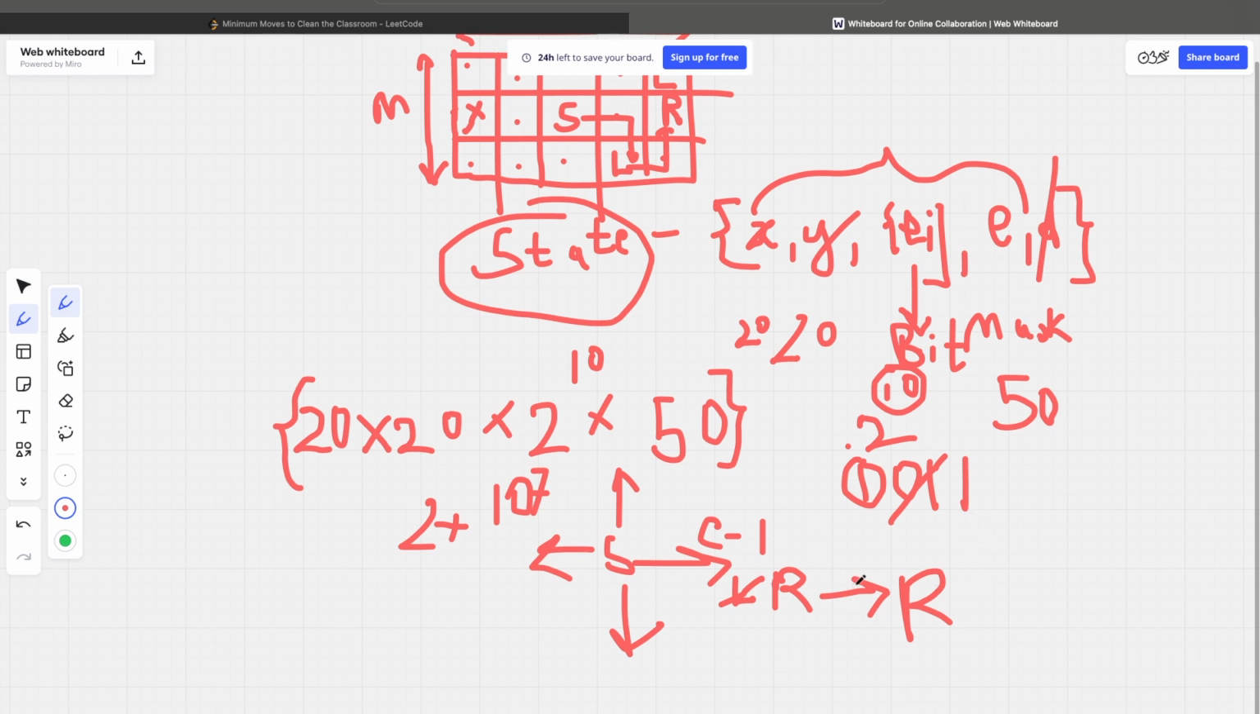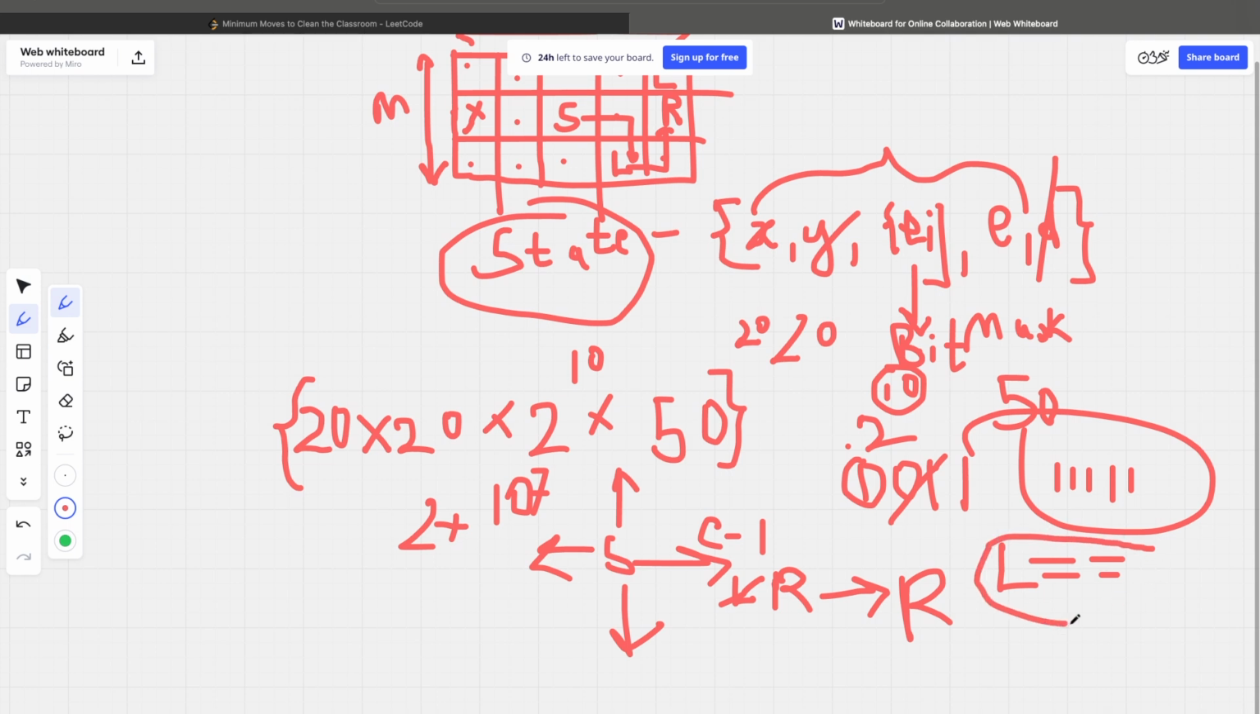You can move in any of the four directions, and the base condition that you can write in your BFS template is: whenever you have covered all the litters, meaning all the bit set values are 1. Let's say 1 1 1, 5 litters are there, everyone is set, and there were only 5 litters present in the grid. Then you will simply return the distance, the total number of moves, this value in the structure.